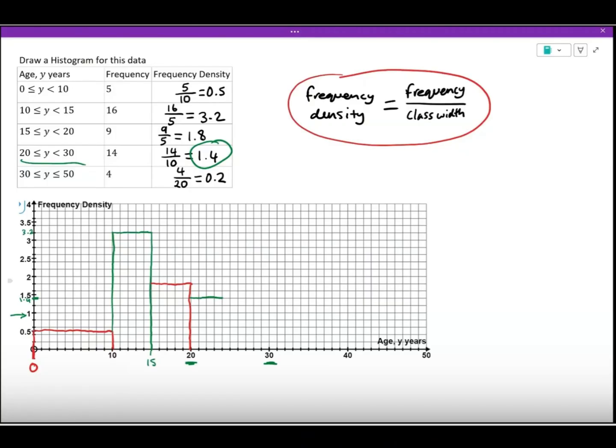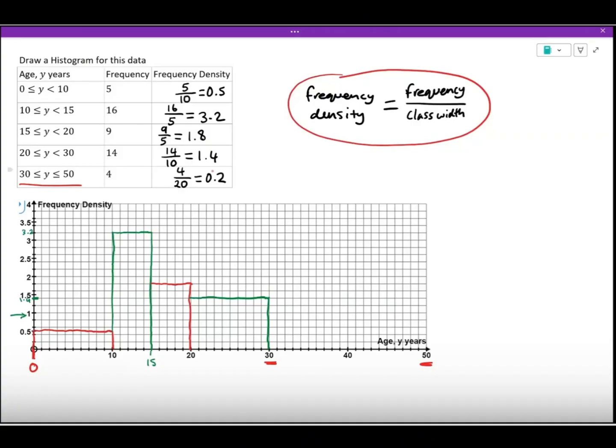So we're going to go along at that height until we get above 30. And then we're going to go downwards like that. And that would be my complete bar. So let's move on to my final one, which is 30 to 50. Okay, so let's identify where 30 is, which is here. And then 50 is all the way at the end over here.